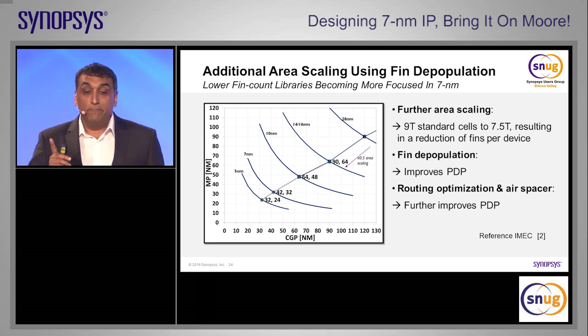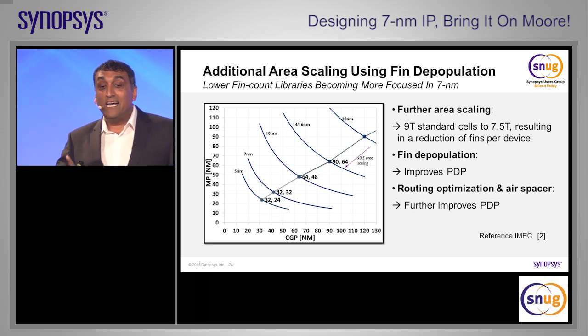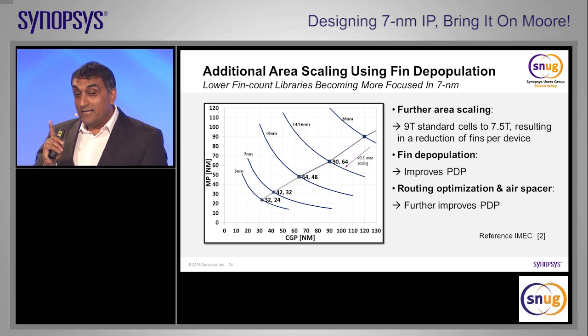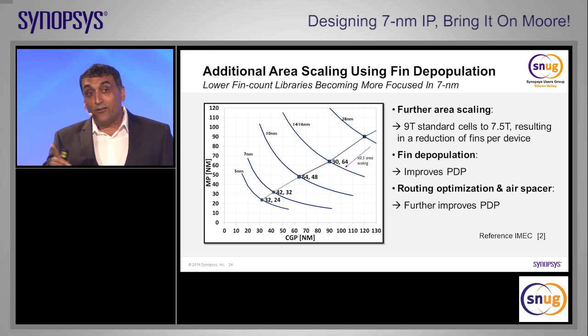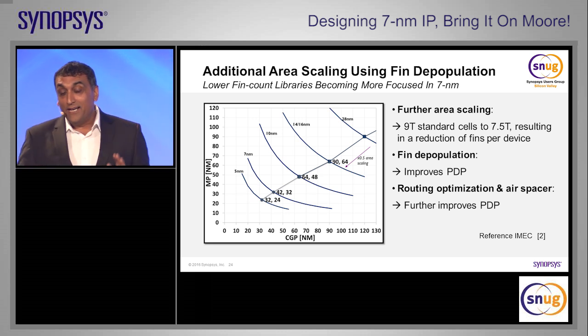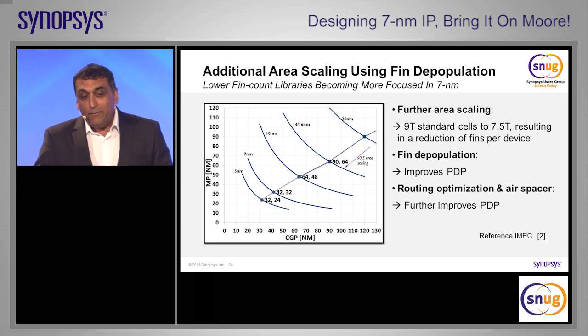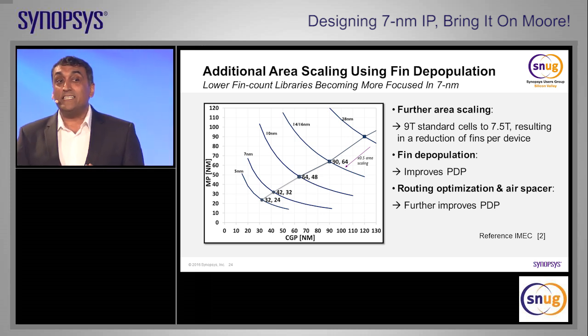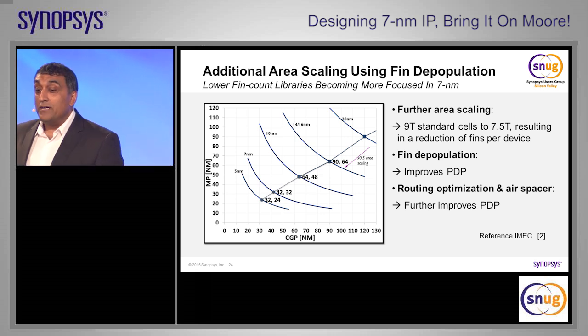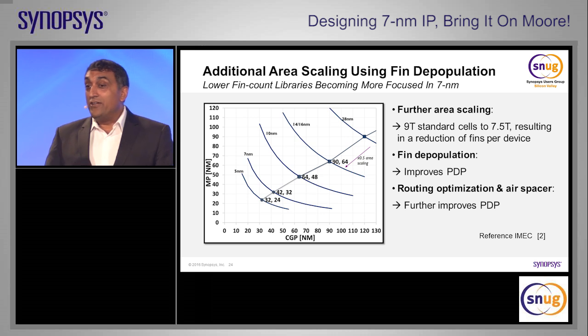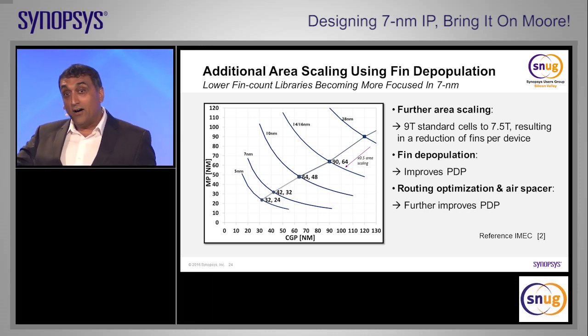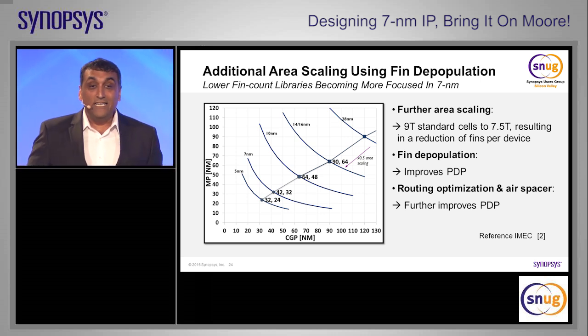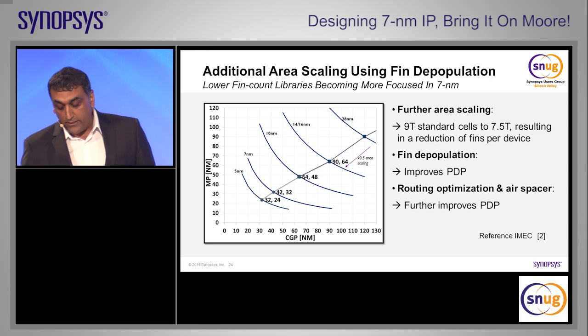So a node-to-node speed improvement of 20% is used as a target for high-performance devices. So I'm now starting to introduce another concept here. I mentioned fin height, I mentioned fin depopulation, and I mentioned that foundries are starting to play with the electrostatics in order to increase the speed. So now you can have a low-power version and a high-performance version of that latest generation of FinFET technology.